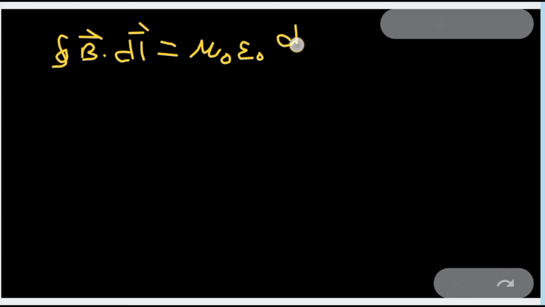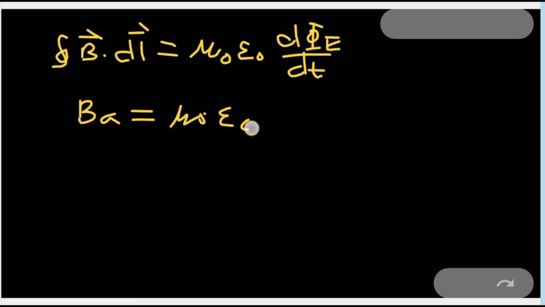So we have again this one, B dot DL, or B times magnetic field times the DL equals to permeability of space times the permittivity of space. Then we have this one, that change in electric flux. Now, the corresponding value of B dot DL is BA, right? Positive BA. And the corresponding value of change in electric flux is EAC.